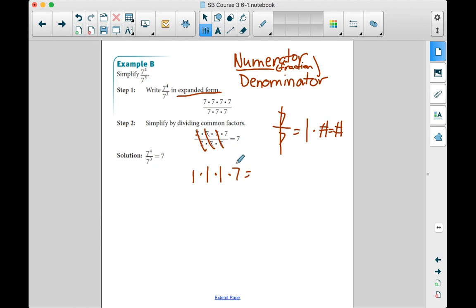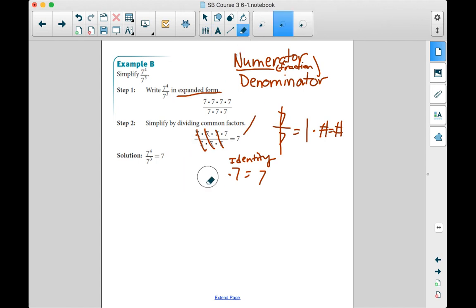Now, just to reaffirm our identity property, 1 times 1 is 1, times 1 is 1, times 7 is 7. So these ones right there, they don't change the identity, or they don't change the value of the number, so we oftentimes don't write them. So now here, 7, that's the same thing as writing 7 to the power of 1, but again, because that 1 does not change the identity, we would just write 7.